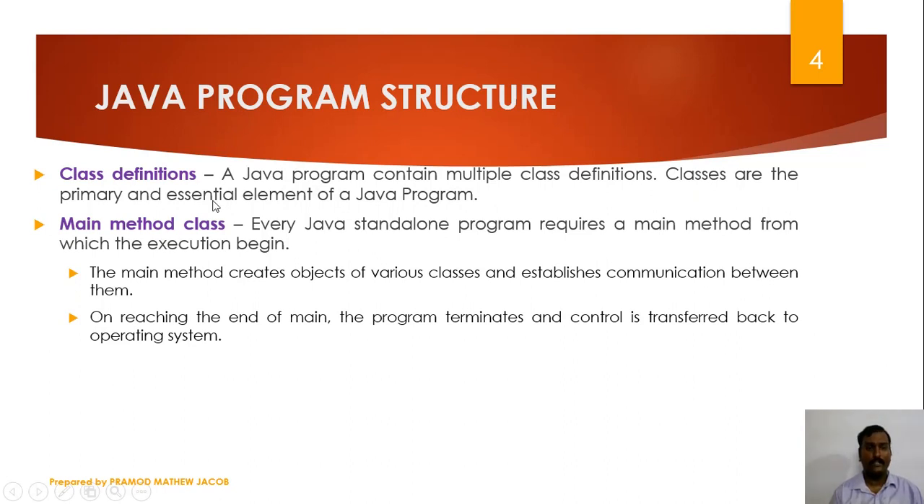Next is the main method class. Main method class is a class in which the main method or the main function is defined. The class in which the public static void main function is defined is termed as the main method class. Inside the main method class we have to define the main method. When the end of the main method is reached, the program terminates and the control is transferred back to the operating system. So the beginning of the program is understood by the compiler by seeing the main method, and the end of the program is understood by seeing the end section of the main.